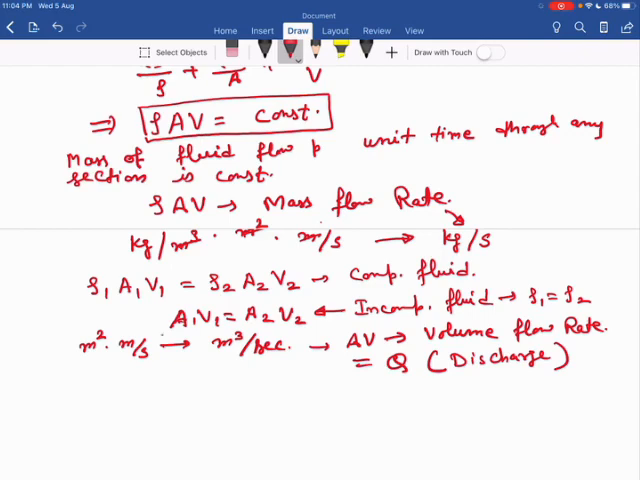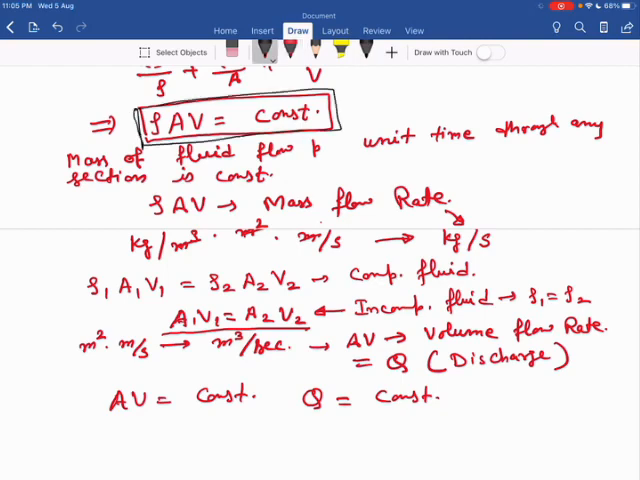So from this relation, now you can write AV is constant for incompressible fluid, or you can say Q is constant for incompressible fluids. From section 1 to section 2 along the pipe, the discharge remains same. So this is the general form of continuity equation. This one for compressible fluid and this one for incompressible fluid.